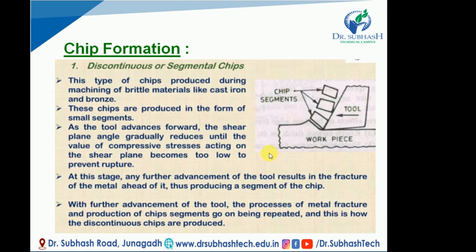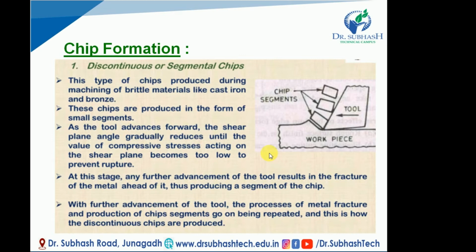Then this type of discontinuous or segmental chips will be produced. Understand? With further advancement of the tool, the process of metal fracture and production of the segmental chip goes on being repeated, and this is how the discontinuous chips are produced, right? We can say in another way also, as the tool is advanced forward, the shear plane angle gradually reduces until the value of the compression stress acting on the shear plane becomes too low to prevent rupture.